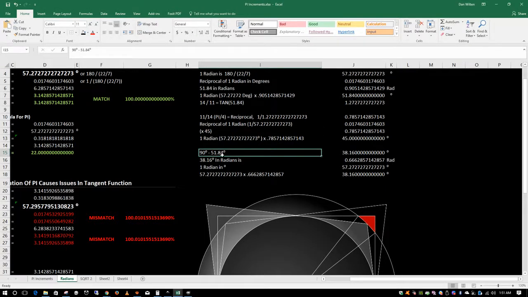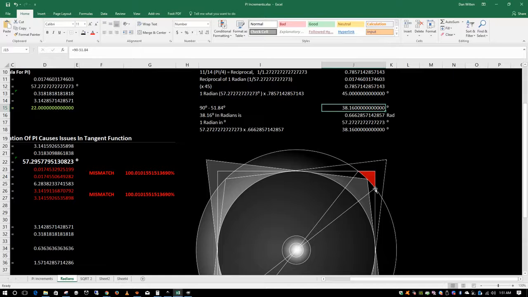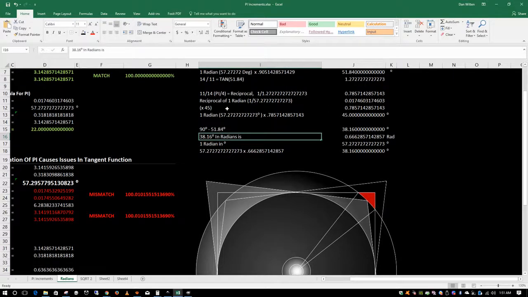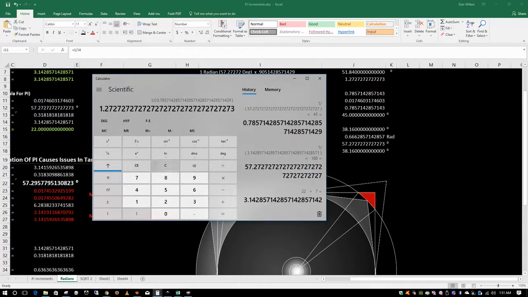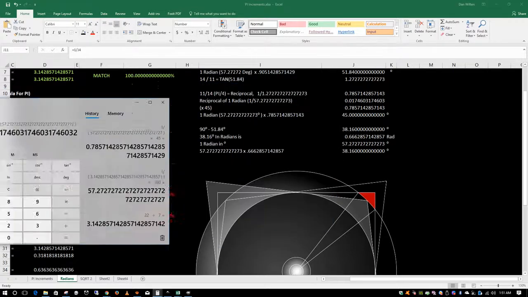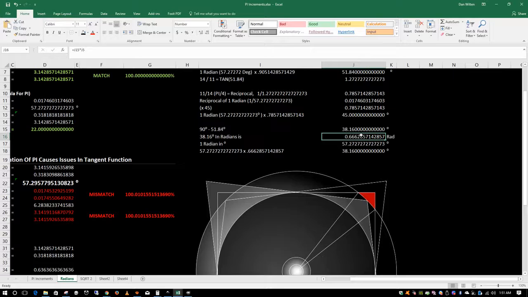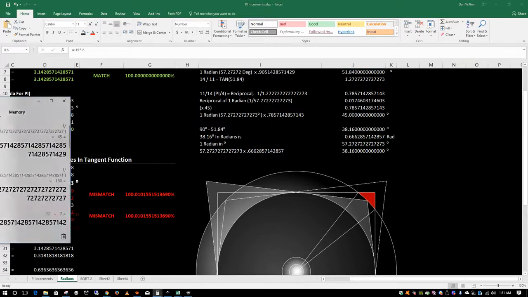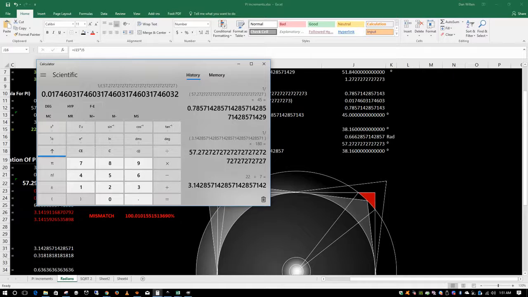So then if we look at 90 minus 51.84, that's equal to 38.16, and that's equal to this degree that you see right here. So we want that in radians, okay? So then what we do is we take the reciprocal again of this 57.272. So let's do that. So we have our 1 radian in degrees. We take the reciprocal of that and we multiply that times 38.16. And that's what we get in radians.